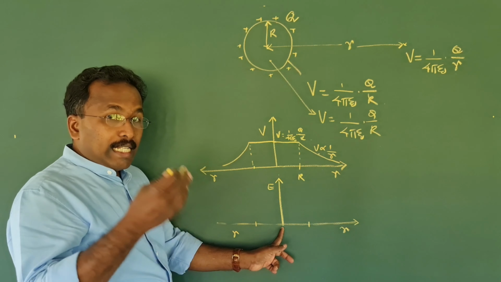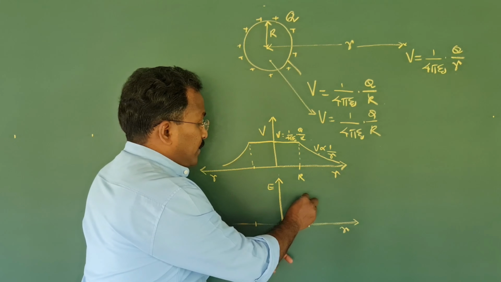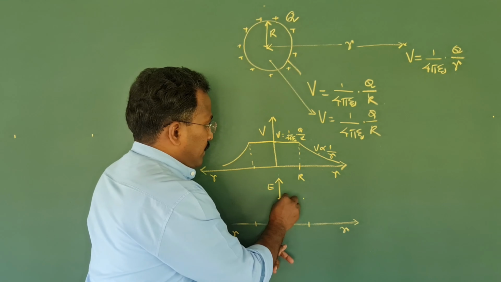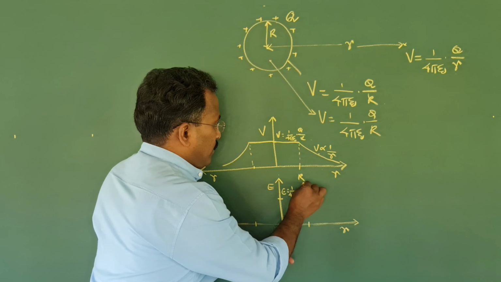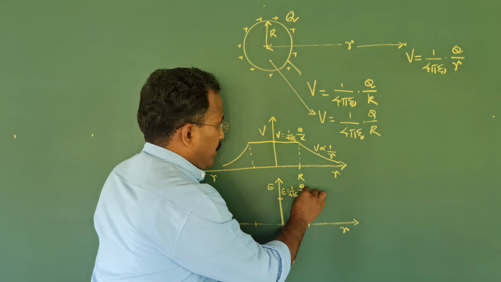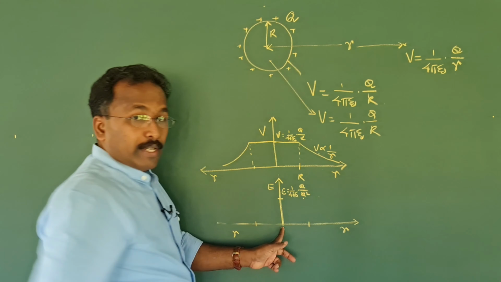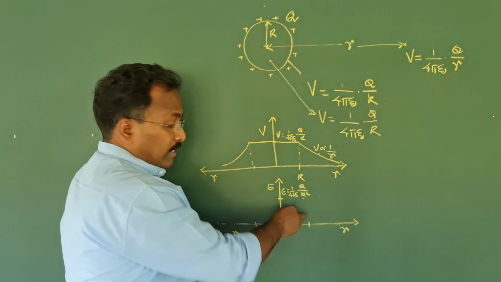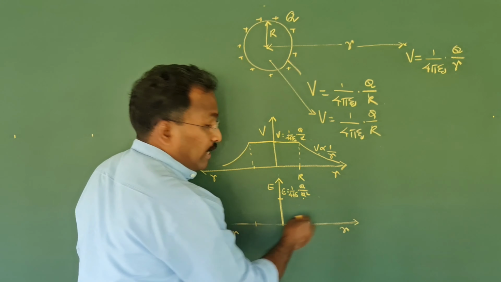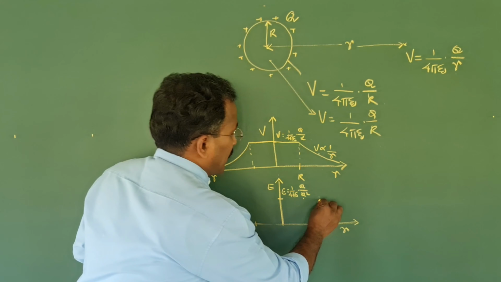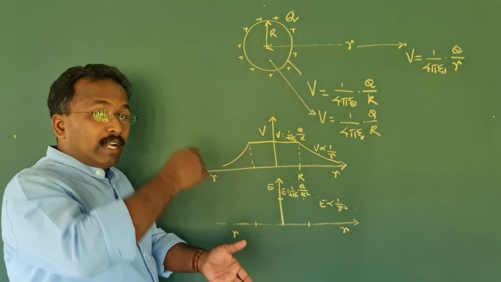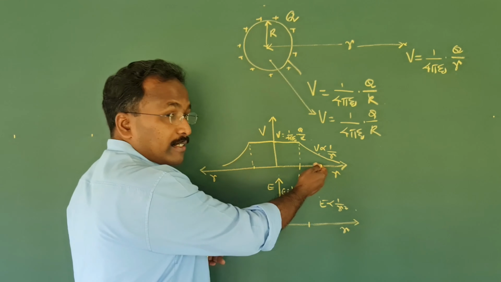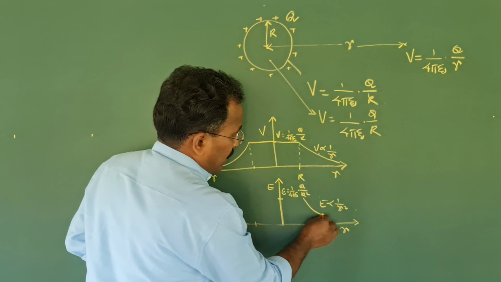And electric field is there only from the surface point. So this is E is equal to 1 by 4 pi epsilon 0 into Q divided by capital R square on the surface. Thereafter it decreases. And how it decreases? Electric field is proportional to 1 by R square. So it falls off quicker than this. So I am drawing it like this.